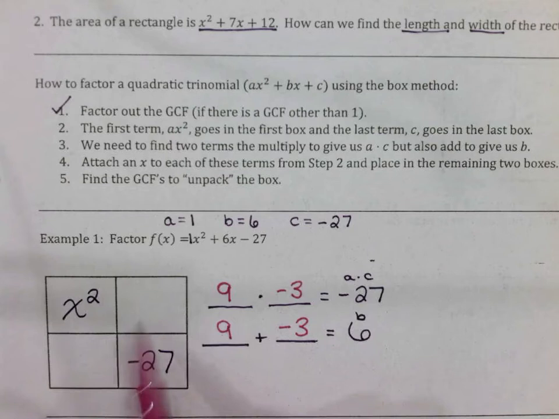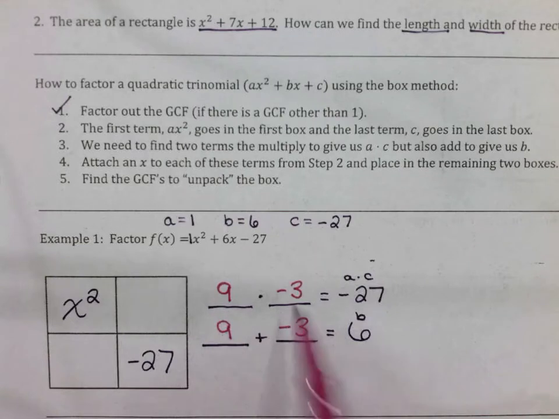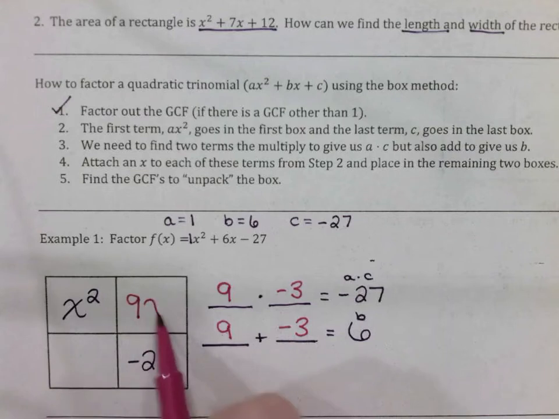We're going to put these in our remaining boxes. Doesn't matter where I put each one. I can put 9x here or here. And I could have put this as negative 3 times 9 too. I didn't have to put the 9s first. So I'll put 9x here, negative 3x here.